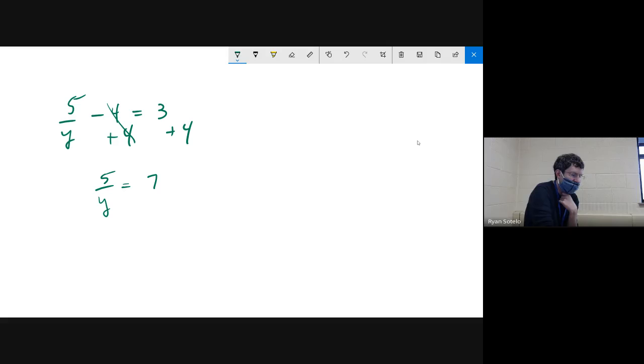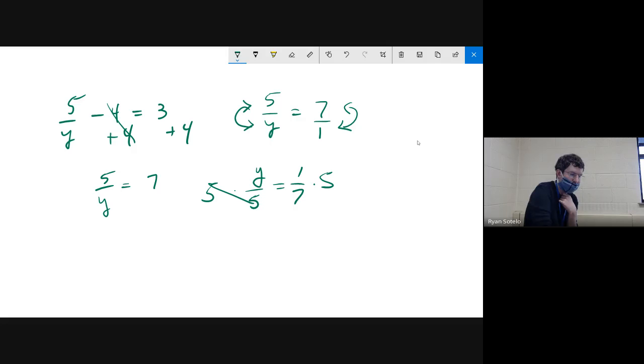And now there's a couple ways I could think of this. I'll do it sort of 2 ways. One way you can think about this is think of 7 as being 7 over 1. And then it's legal to flip both sides of an equation simultaneously. So, y over 5 equals 1/7, so then I can multiply by 5, and y should be 5/7.